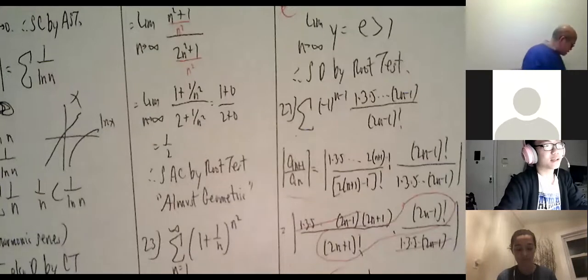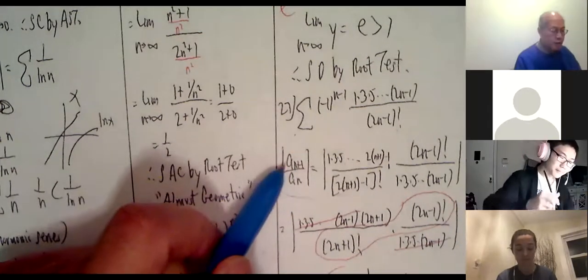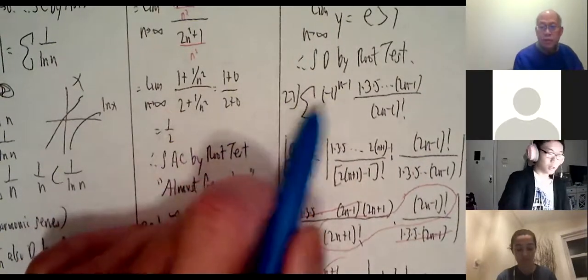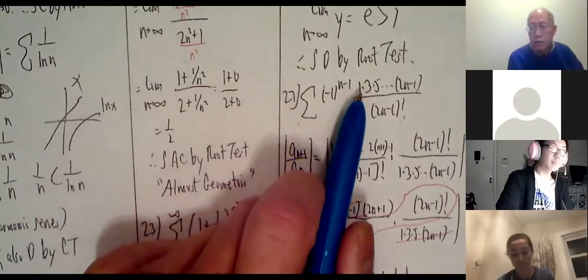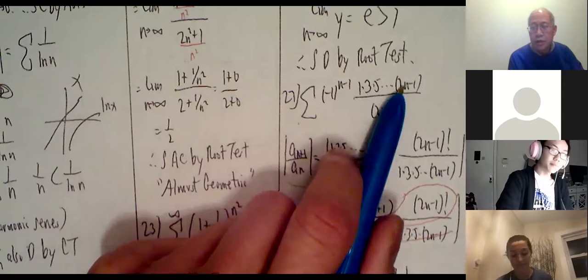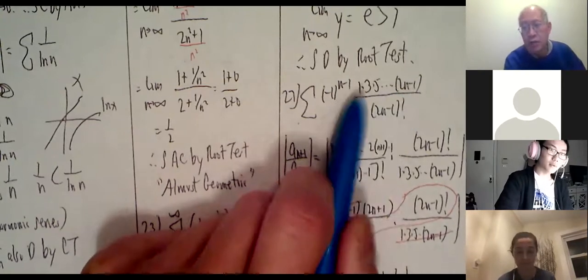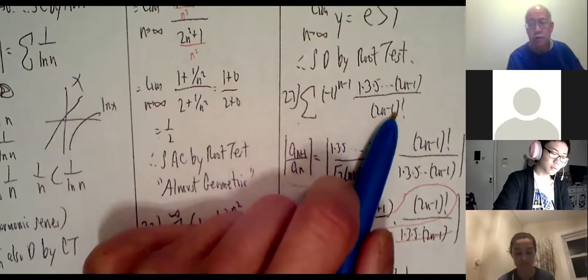Okay, my 27 does not match yours, but it's a little bit harder maybe. So that means I'll do a harder one, I guess. It looks kind of weird. Negative 1 to the n minus 1. Okay, this is almost like an odd factorial. 1 times 3 times 5, and so on, 2n minus 1. So you're not multiplying all the numbers up to something, you're only doing the odd ones. 1, 3, 5, 7, and so on. Okay, and then 2n minus 1 factorial.